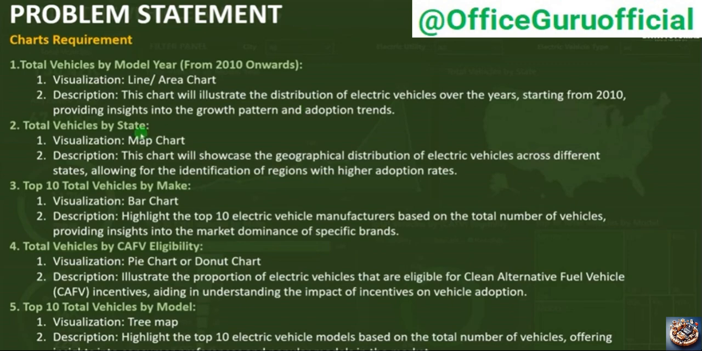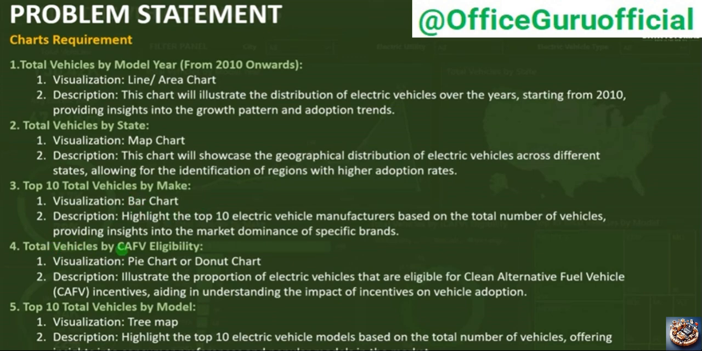Then total vehicles by state can be analyzed in a map chart. They have shown us the visualization type also. In this, we are going to see the different demographics, right? That is, with respect to different states, how people are accepting it. Then top 10 total vehicles by make. We want to find out the top 10 vehicles by make, that is, by company, right? And it can be analyzed in a bar chart.